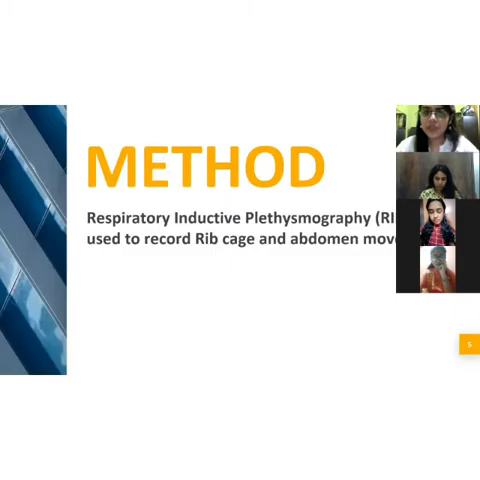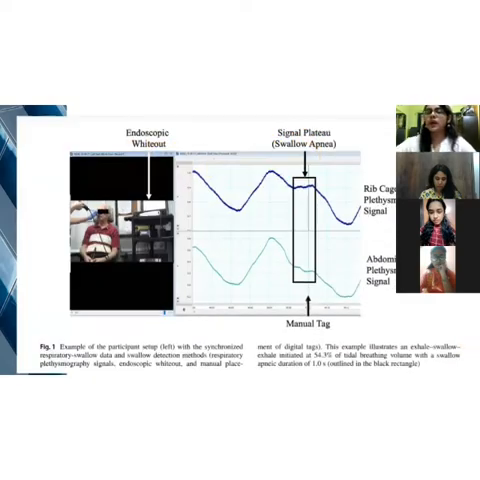Okay, so let's get into the method. What they have done is they have been using respiratory inductive plethysmography. We'll be referring to this as RIP, and they are going to record the rib cage and the abdominal movements using this particular machine. So what they are going to do is they are going to tie an elastic band near your rib cage and your abdomen, and they are going to record your respiratory swallow coordination. So this is a normal respiratory swallow coordination. Just pay attention to the exhale swallow exhale pattern that is typically seen.